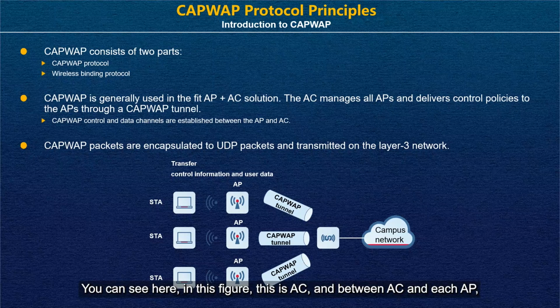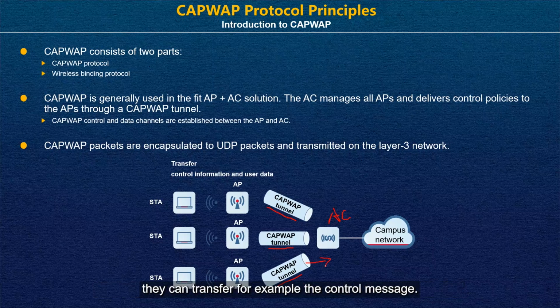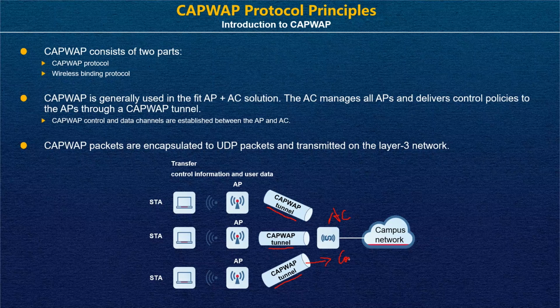You can see here in this figure, this is the AC, and between the AC and each AP, they have established the CAPWAP tunnel. Inside the CAPWAP tunnel, they can transfer, for example, the control message, and they can transmit the service data.